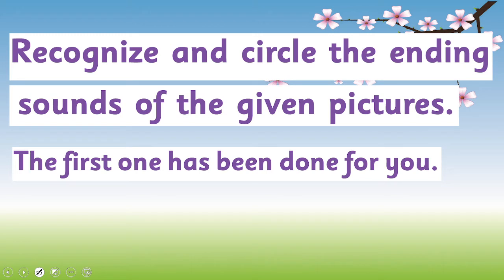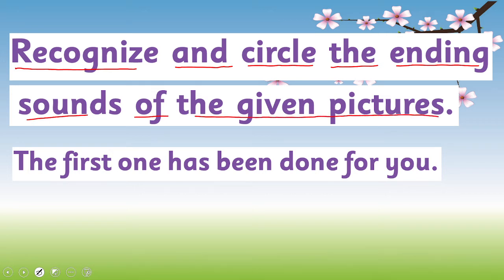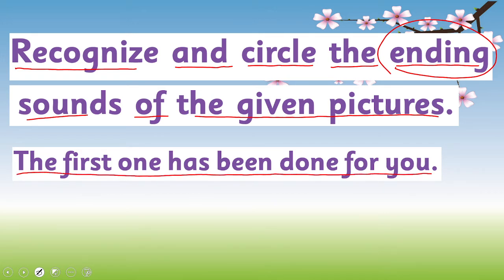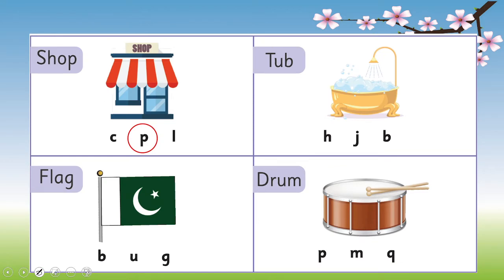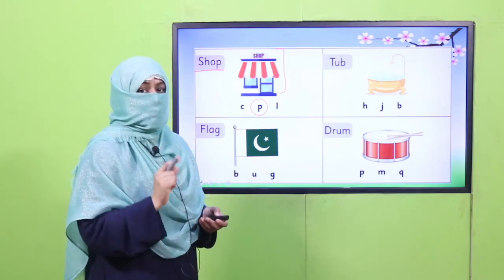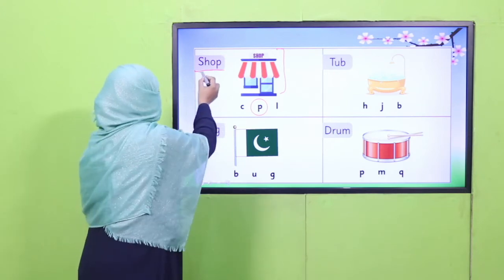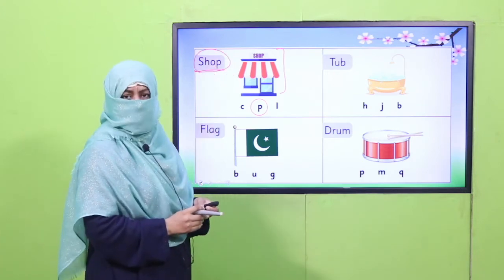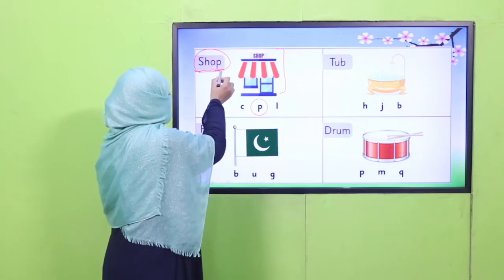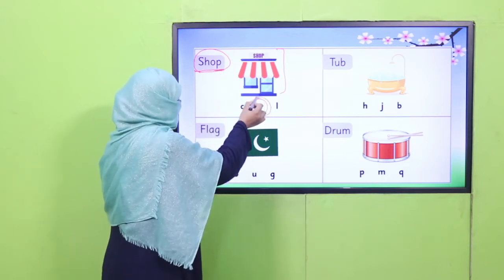All right. Now what you are supposed to do is recognize and circle the ending sounds of the given pictures. The first one has been done for you. This is in your book. Let's read this word. It's shop. The picture is there. So you have to focus on the ending sound. Again, I repeat, ending sound. How does this word end? Shop. The P sound is the last sound, which is here. That has been circled for you.